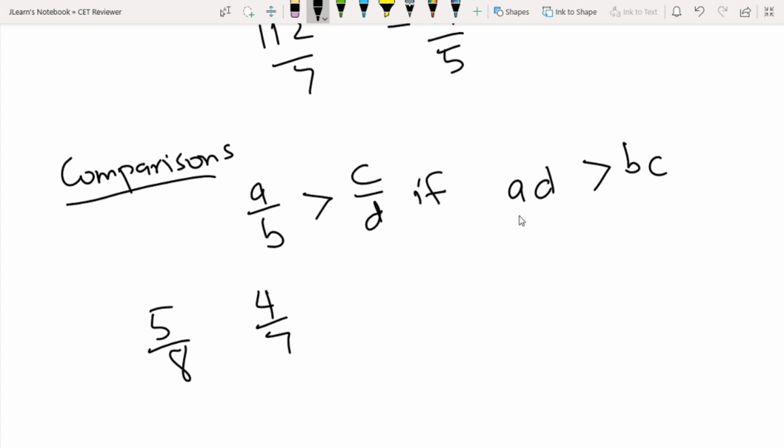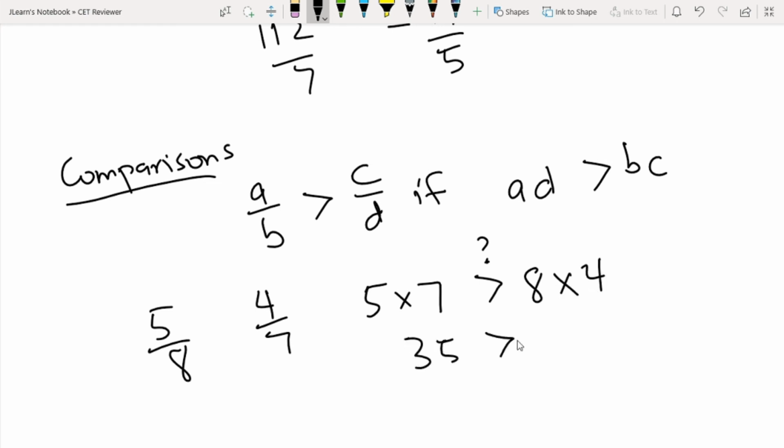Okay? So, we check kung A times D ay greater than B times C. So, A dito ay 5, D dito ay 7, then greater than ba siya by B times C, 8 times 4? Then this is 35. It is surely greater than 32. Tama? So we know na 5 over 8 is greater than 4 over 7. Okay? Ganun lang yun.